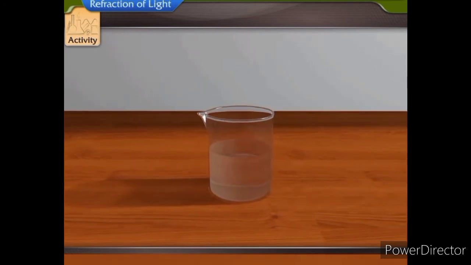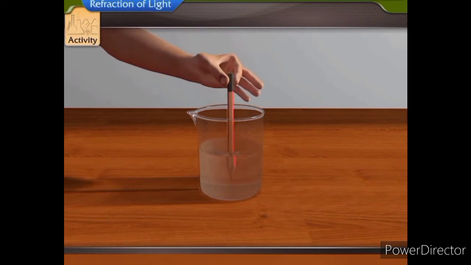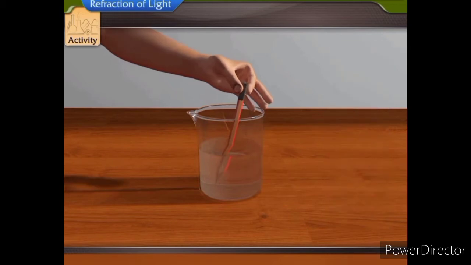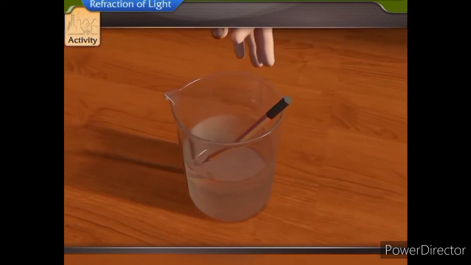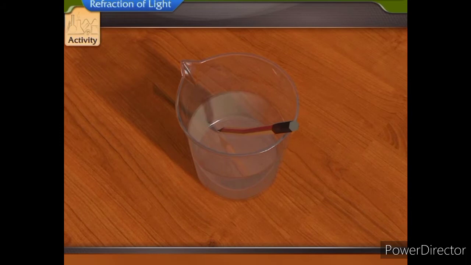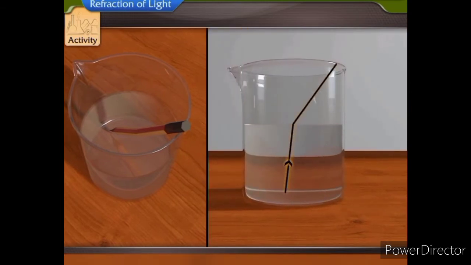Now take a beaker filled with water. Take a pencil and place it vertically in water such that some part of the pencil is immersed in water. Look at the pencil carefully. You will observe that the thickness of the pencil inside the water appears to be more than the thickness of the part of the pencil that is outside the water. Place the pencil obliquely in the beaker. What do you observe? You will observe that the pencil appears broken at the surface of water where the light rays emerge from water and enter the air. This happens because the light rays traveling from one medium to another change their direction of propagation. This phenomenon of light is called refraction of light.